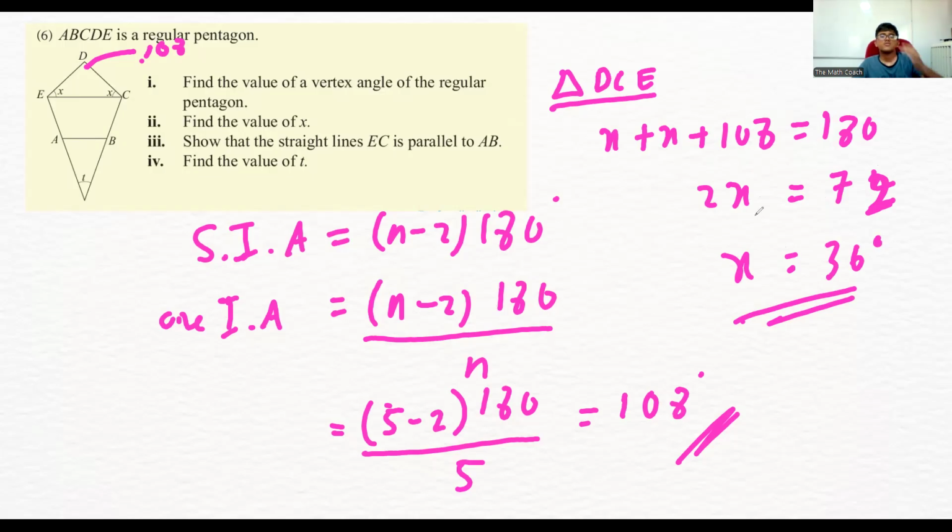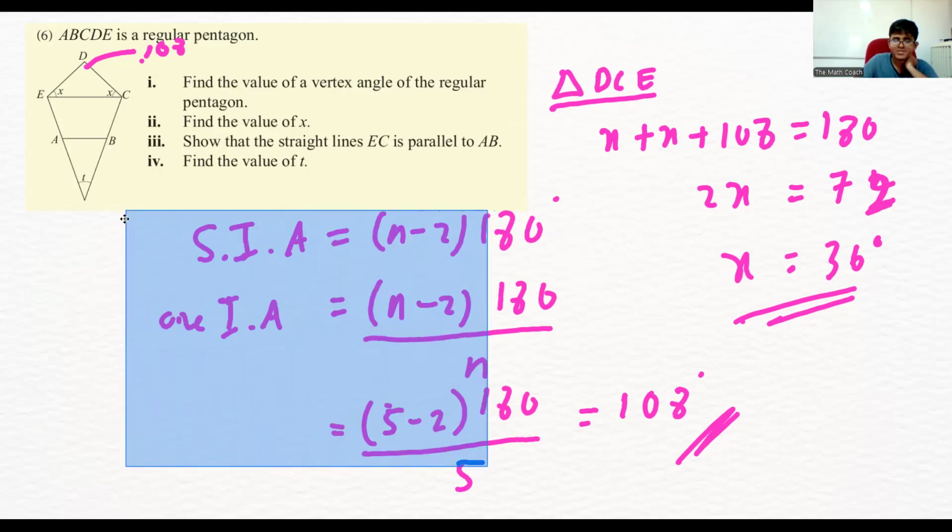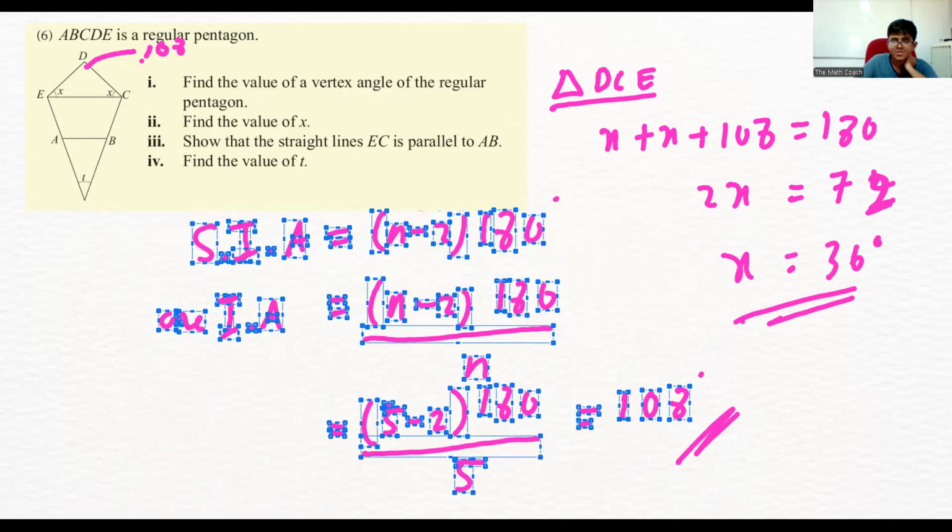Show that the straight line EC is parallel to AB. How do you show that the straight line EC is parallel to AB? Well, to say that the line is parallel to AB, we should equate some angles and say that they are corresponding to each other. If you know corresponding angles, you know what I'm talking about, right? So we'll find some corresponding angles right here. I'll make this smaller here.